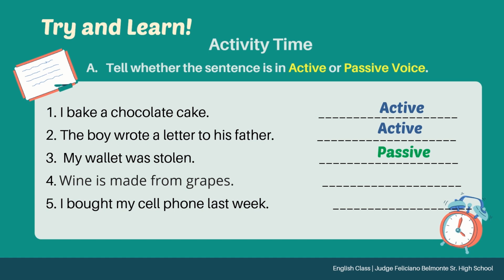Number 4. Wine is made from grapes. Correct. This is also a passive voice, wherein the subject, wine, is the receiver of the action. And the last one, I bought my cell phone last week. Fantastic! That is correct. Active voice. Congratulations! You got the perfect score!